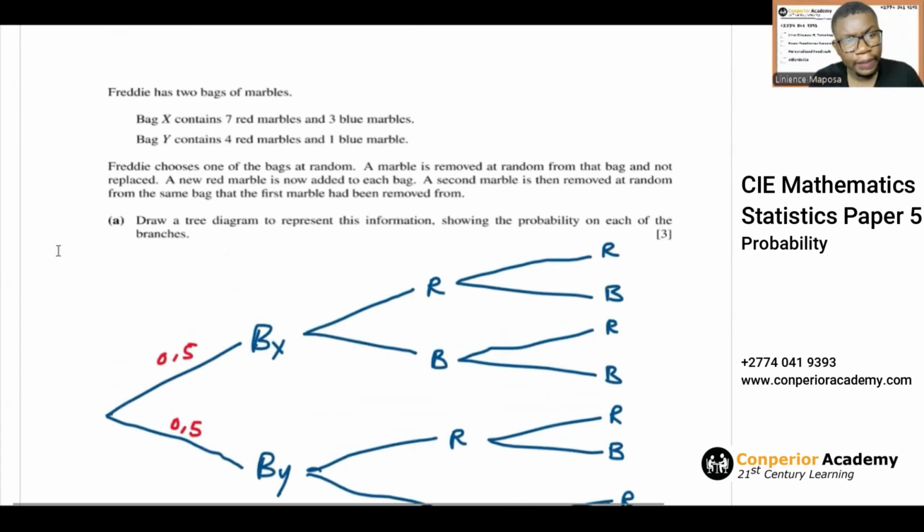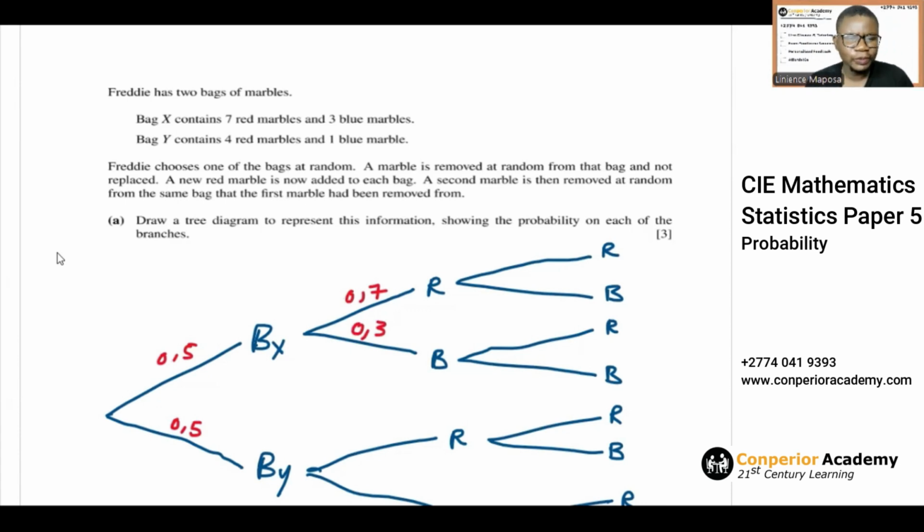The total number of marbles in bag X is 3 plus 7, which is 10. To pick red, it's going to be 7 over 10. 7 over 10 is 0.7. So I'm going to say 0.7. I'm just going to work with decimals. So that means picking blue is going to be 0.3. Okay. Right. Let me finish that branch.